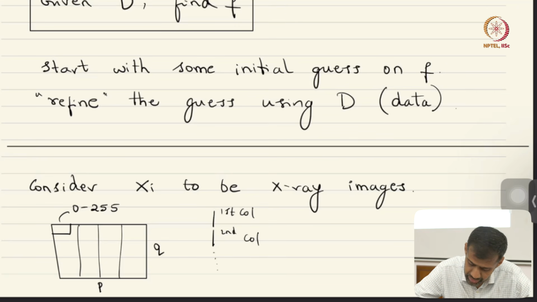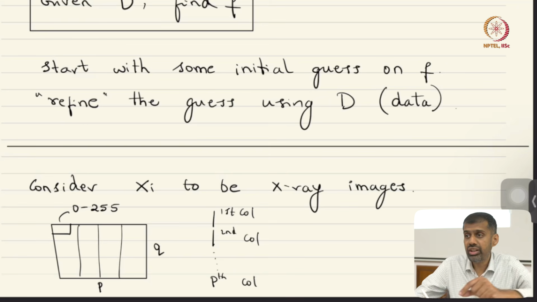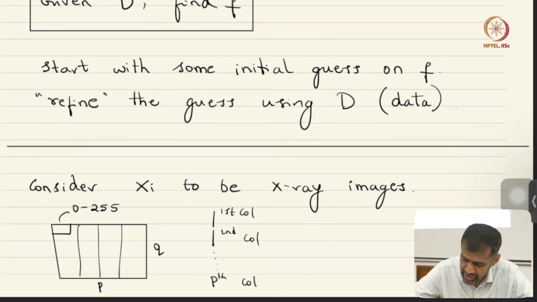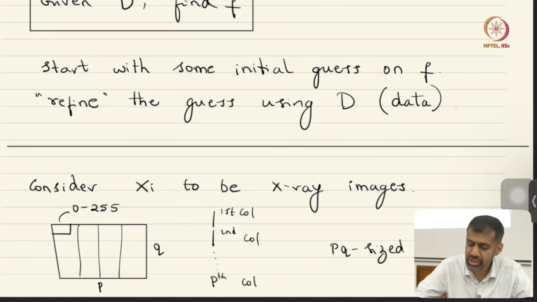And how many columns are there? There are Q columns, up to the last column. I stack them all, and now this becomes a large vector. And what would be the size of this vector? PQ. The size of this vector is PQ, right? You have a PQ sized vector.